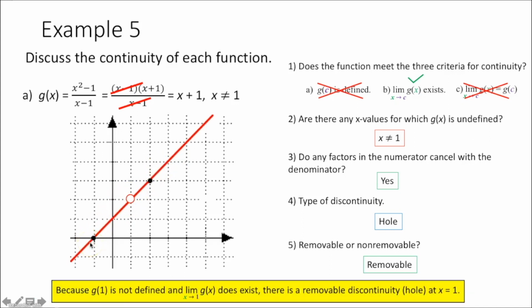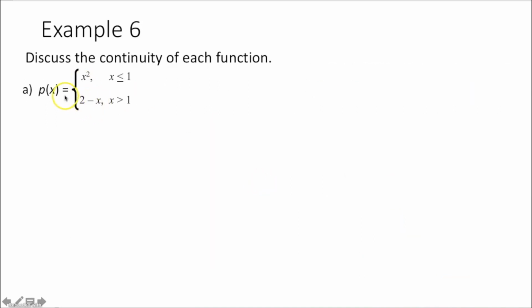Now, in order to discuss this, your final answer then would be because g of 1 is not defined and the limit as x approaches 1 of g of x does exist, there is a removable discontinuity, a hole, at x is equal to 1. Example 6, we're doing the same thing here, except we have a piecewise function. Now, what does this look like?